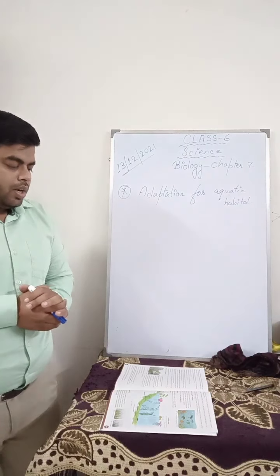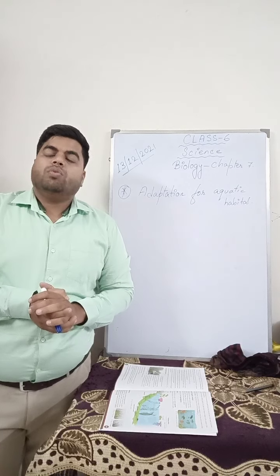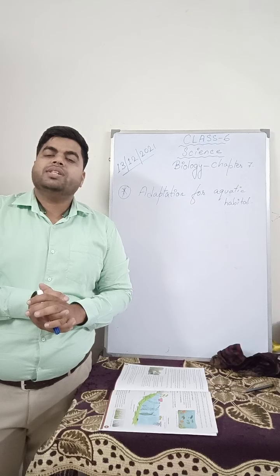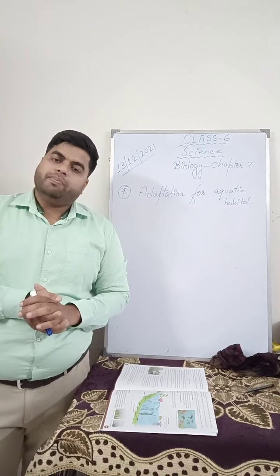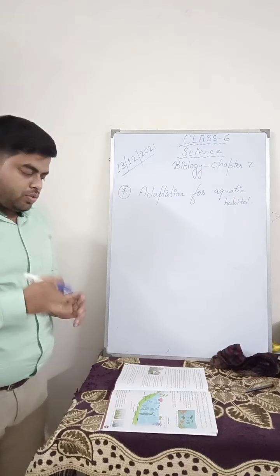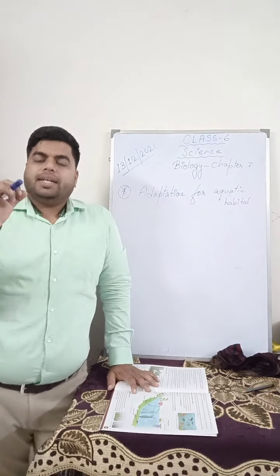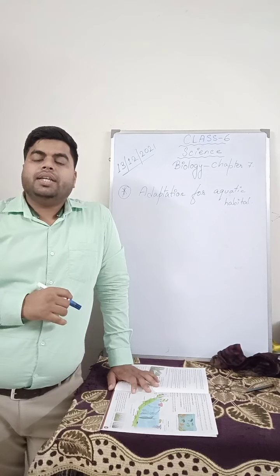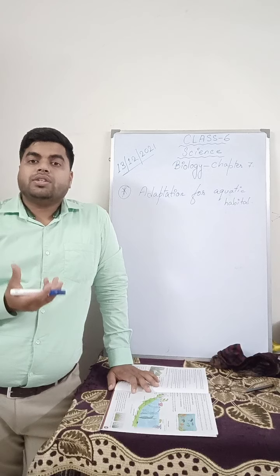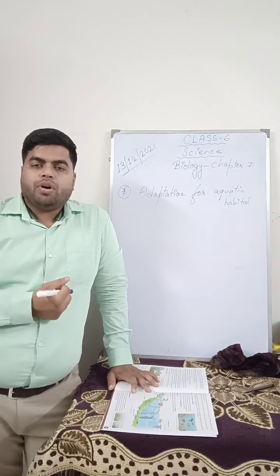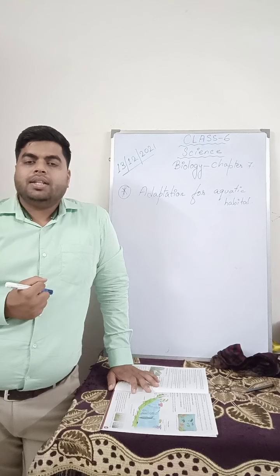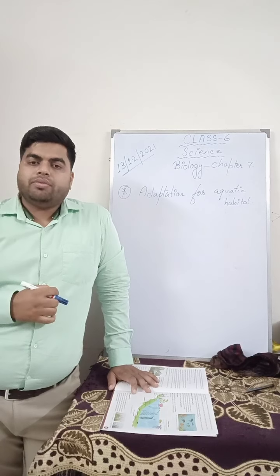Freshwater plants are called hydrophytes. What do you mean by hydrophytes? Hydro means water and phytes mean plants. So, the plants that live in the freshwater are known as hydrophytes. Freshwater means the water that is found in the pond, the river, and the lakes.